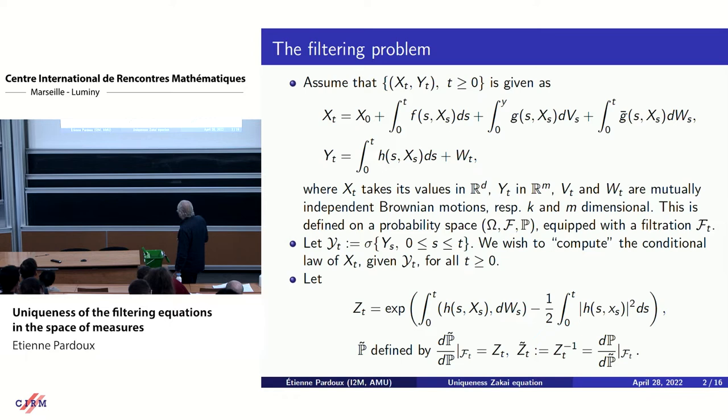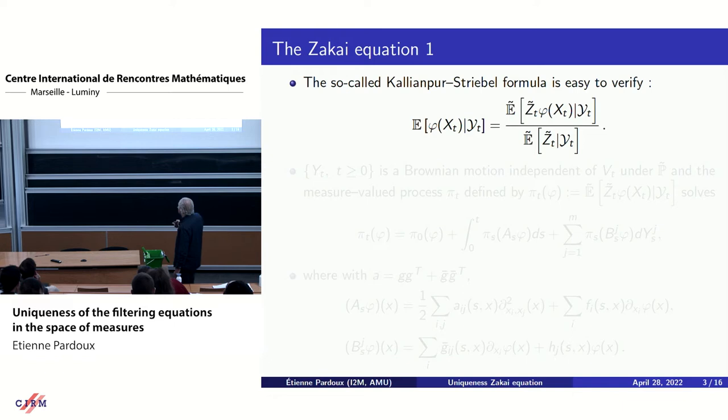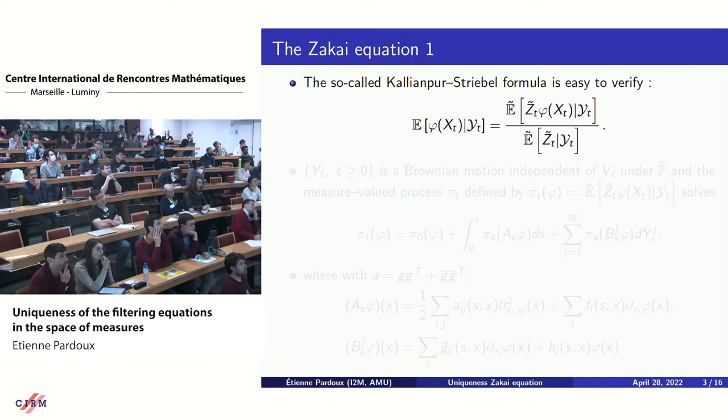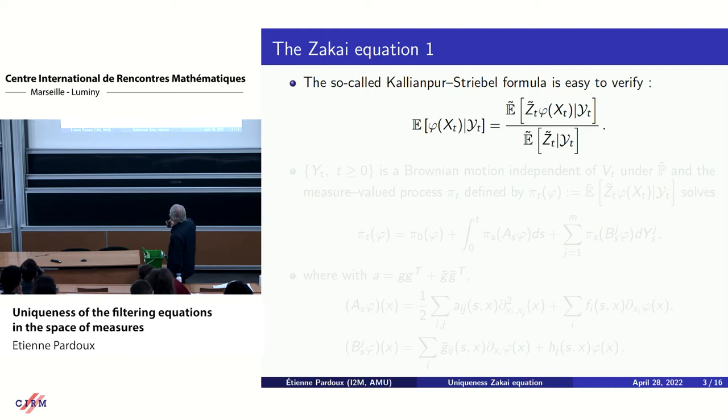Okay, so now I formulate the so-called Kallianpur-Striebel formula, which is a rather easy exercise on conditional expectation, which says that if you want to compute the conditional expectation of phi of X_t given Y_t, then you can compute it under P tilde, but then you have to introduce your Radon-Nikodym derivative Z tilde_t, and you have to normalize by this quantity.